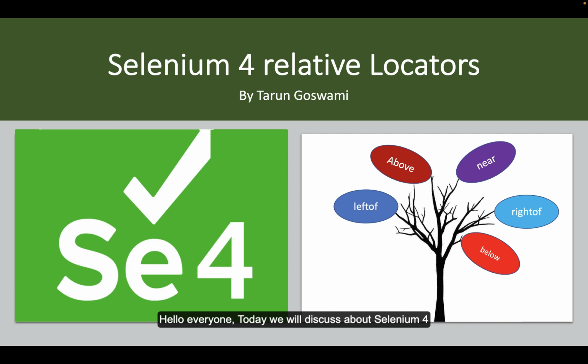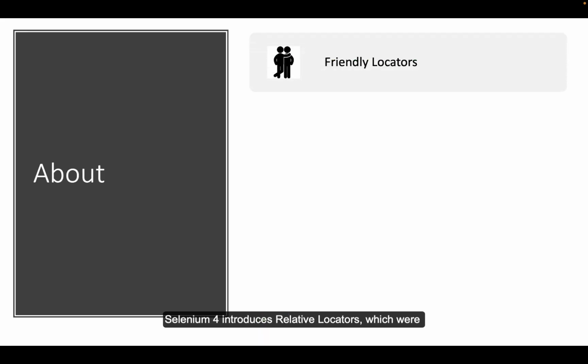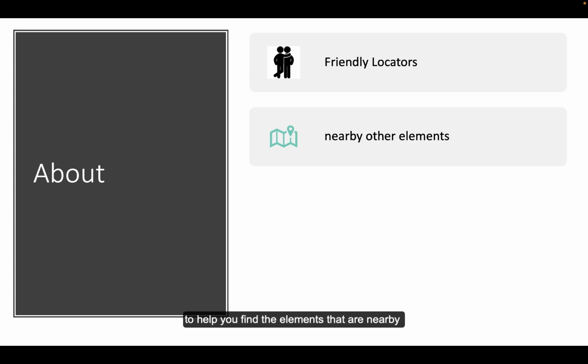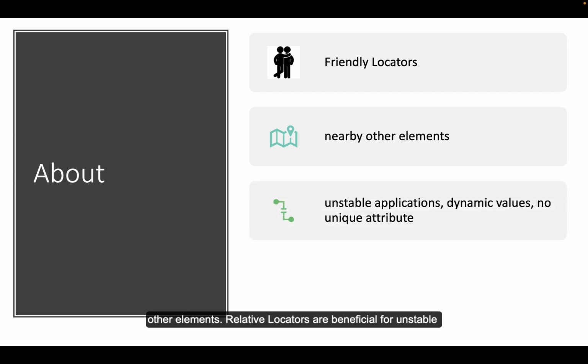Hello everyone, today we will discuss Selenium 4 Relative Locators. Selenium 4 introduces Relative Locators, which were earlier called Friendly Locators. This functionality brings a new way to locate elements, to help you find the elements that are nearby other elements. Relative locators are beneficial for unstable applications, elements with dynamic values, and elements without unique attribute values.